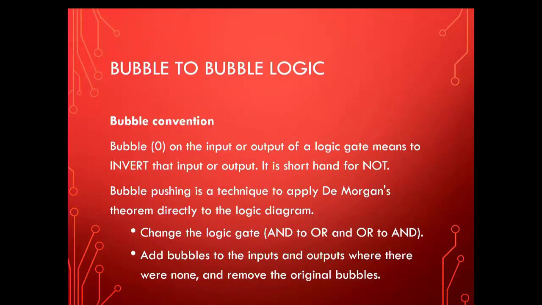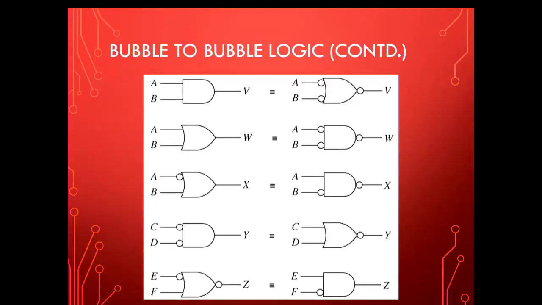A bubble on the input or output of a logic gate means to invert that input or output. It is a shorthand for NOT. Bubble pushing is a technique to apply De Morgan's theorem to the logic diagram, which we will do tomorrow. Change the logic gate AND to OR and OR to AND. How do we do that? We add bubbles to the inputs and outputs where there are none and remove the original bubbles. We'll see one example right here.